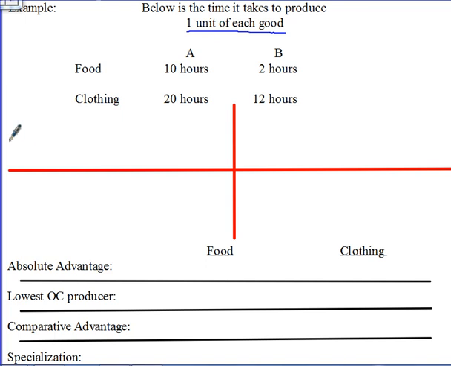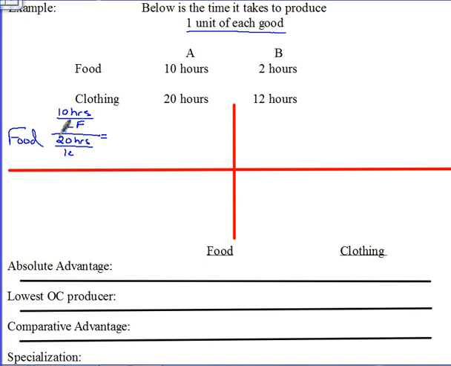Let's say for person A, we're going to analyze food. So let's see. It takes 10 hours to produce a unit of food, so we're going to put that up here in the numerator. It takes 10 hours to produce 1 unit of food. Then we're going to divide that by how much time it takes A to produce a unit of clothing. So it takes 20 hours to produce 1 clothing. So we started with food up here in the numerator, but it's going to work its way down to the denominator.